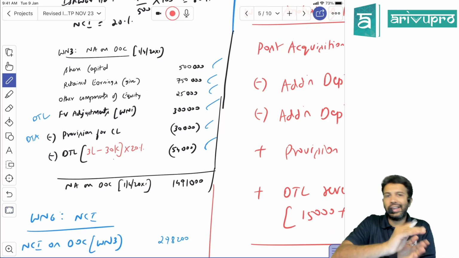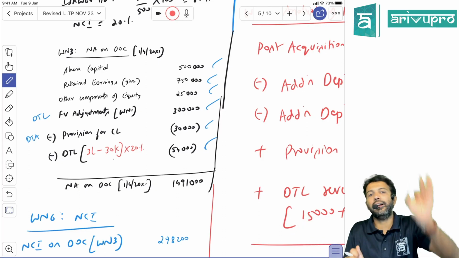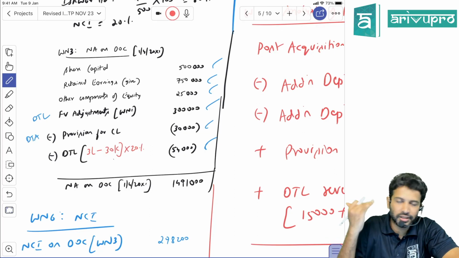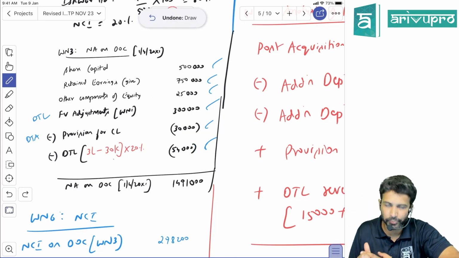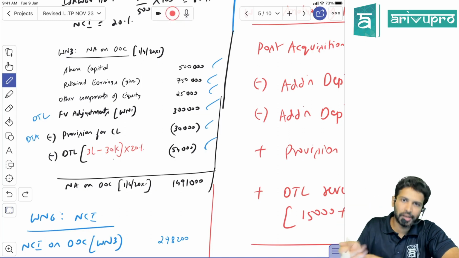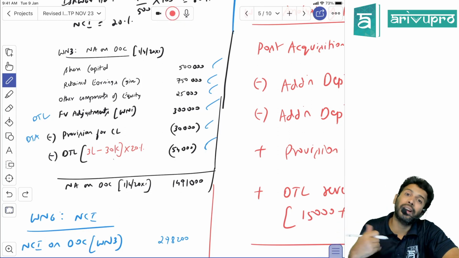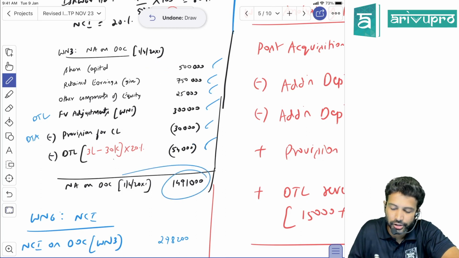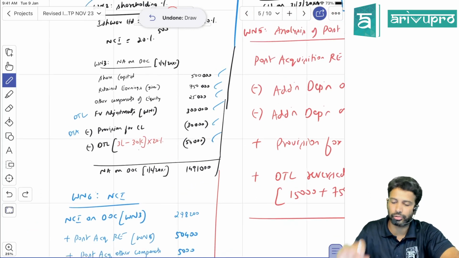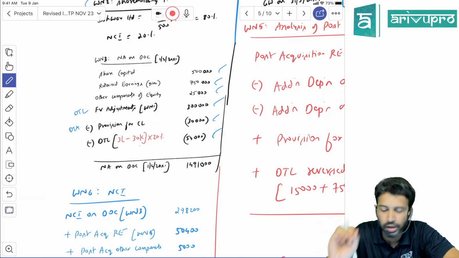We don't record DTL and DTA separately. We net off and show whichever is the higher amount. Here deferred tax liability is higher, so we'll record deferred tax liability. Since you have to record a liability, the net asset balance will reduce. Hence, DTL is shown as a negative figure. So adding all this, you will get net assets on the date of control, which is 14,91,000. That is one point.